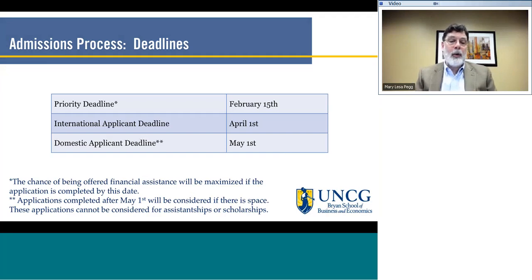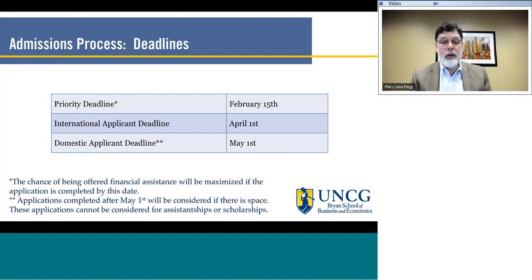The priority deadline is February 15th. The reason we say that's priority is that's the date on which we start evaluating applications and deciding on whom we want to offer and can offer financial support. So if you want to maximize your chance of financial assistance from the department, the university, that's the deadline you want to shoot for. Please be aware that this means not only that you've submitted your application, but that all the materials are in it.